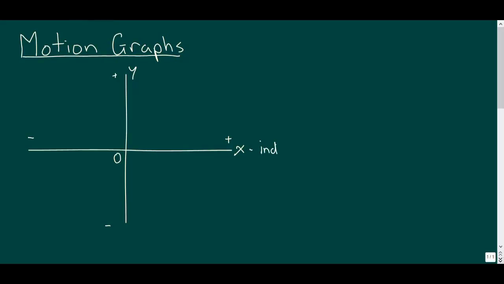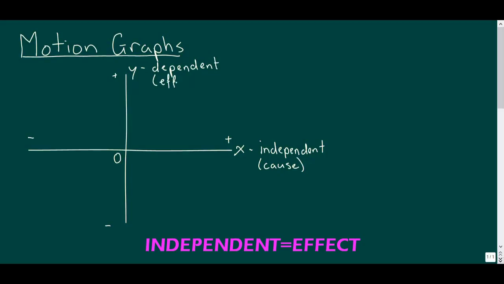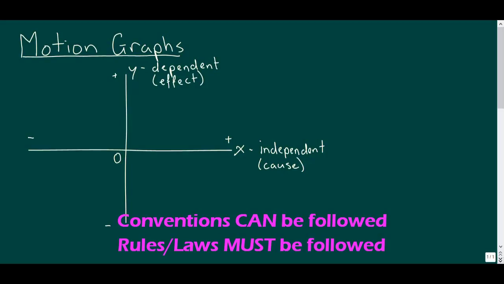The X variable is usually referred to as the independent variable. When this changes, it causes a change in another measurement. The Y variable is the dependent variable. Changing the X variable has an effect on this measurement. Now, it's important to know that these are conventions rather than rules.